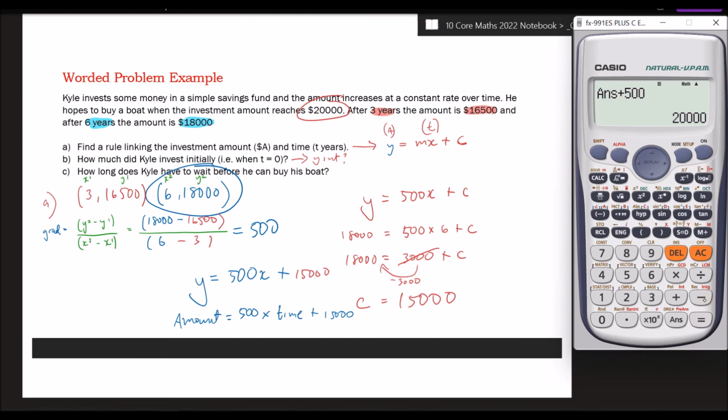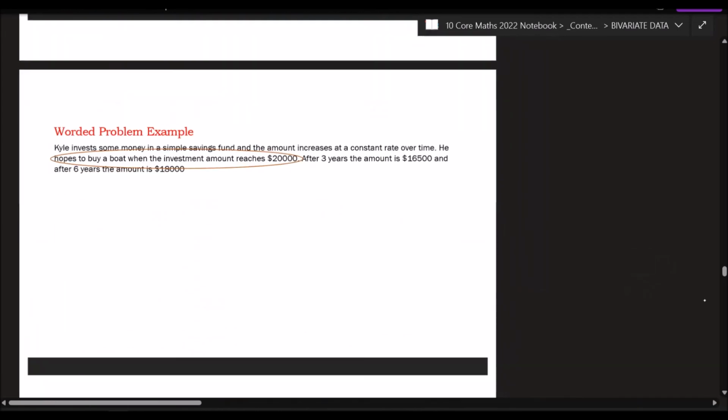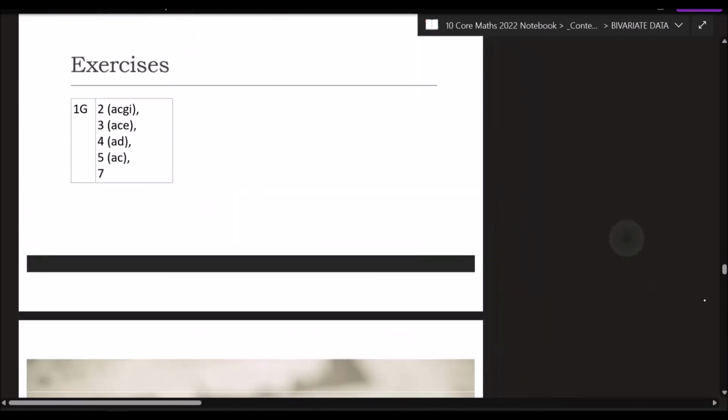I might be going a bit too fast, but I'll go over that again next time because we only have 5 minutes left. But if you can get to doing A and B in these sorts of worded questions, you'll be getting pretty far already.